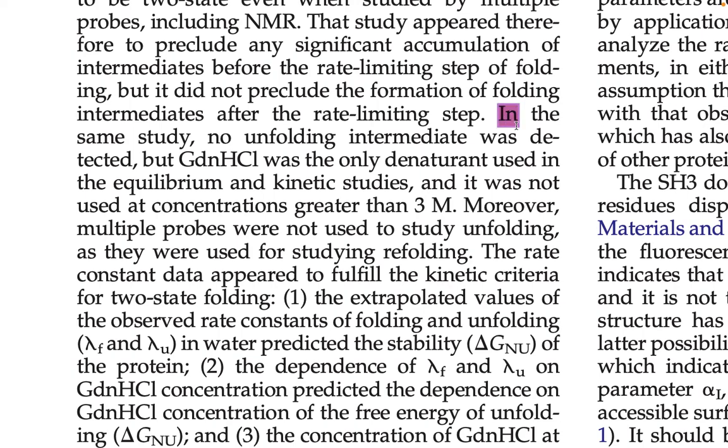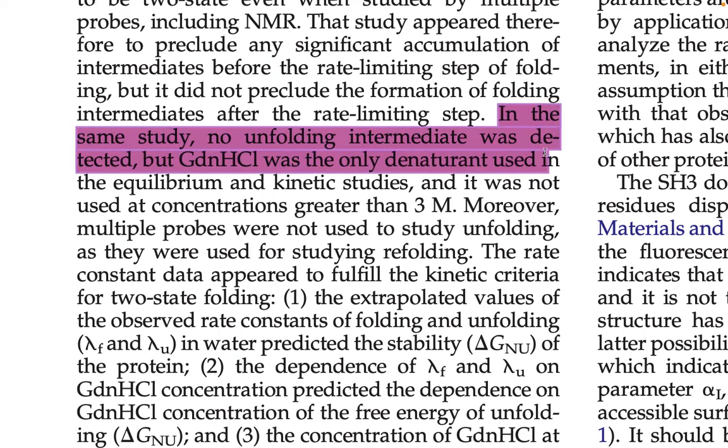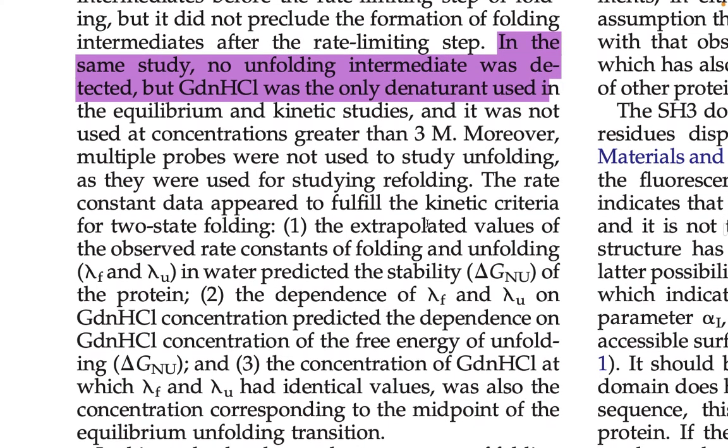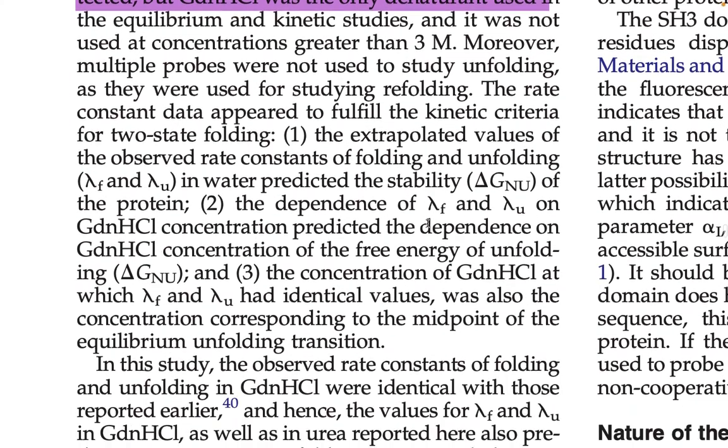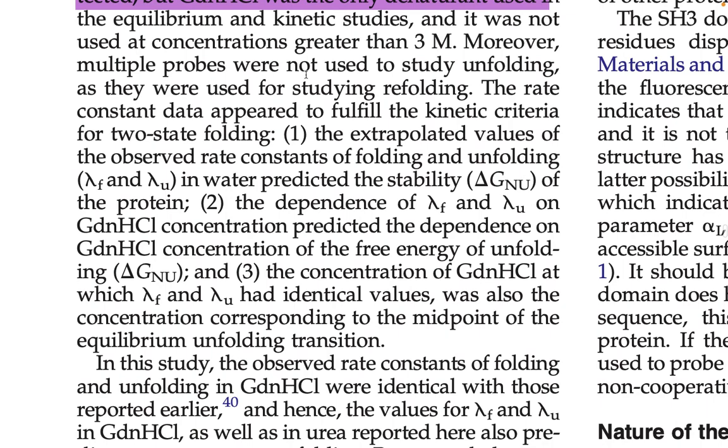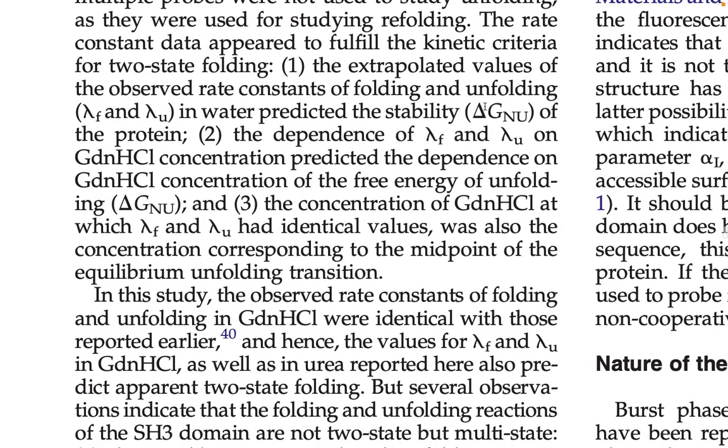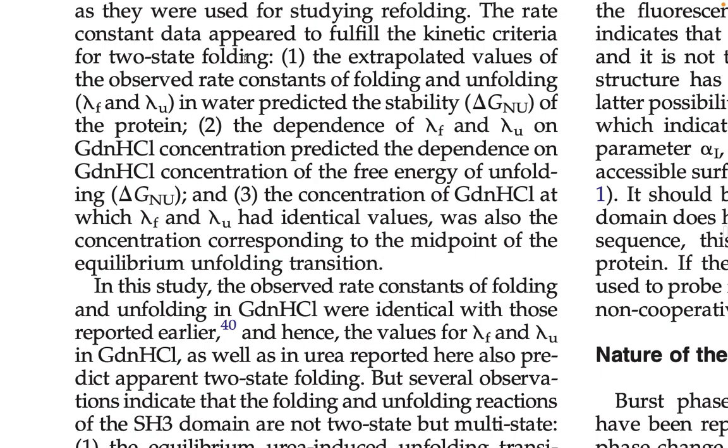In the same study, no unfolding intermediates were detected, but guanidinium hydrochloride was the only denaturant used in the equilibrium and kinetic studies. It was not used at a concentration greater than 3 molar. Moreover, multiple probes were not used to study unfolding as they were used for studying refolding. The rate constant data appeared to fulfill kinetic criteria of two-state folding. The extrapolated values of the observed rate constants of folding and unfolding, lambda f and lambda u, in water predicted the stability delta G N to U of the protein.